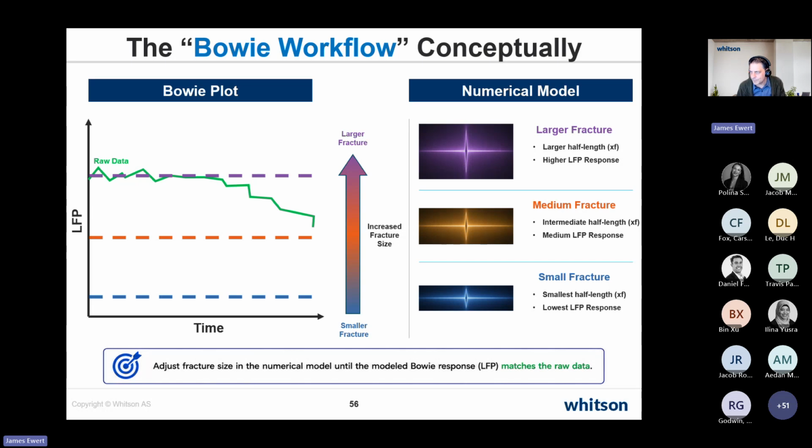If we think about the numerical model being run in the background, when you move this vertical line on that top left plot, that Bowie plot, you move it up. What you're essentially doing is taking the model that was run and giving it more and more fracture half length. So you're increasing it until it matches the general straight trend of the data that you have.